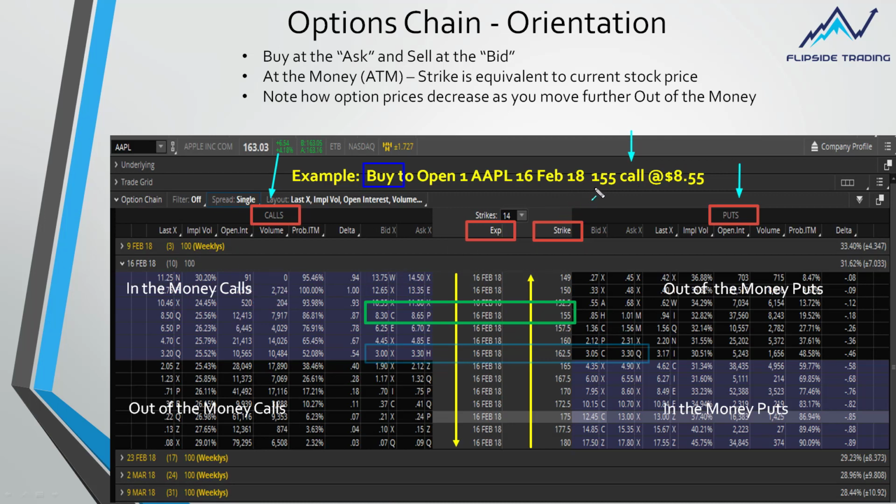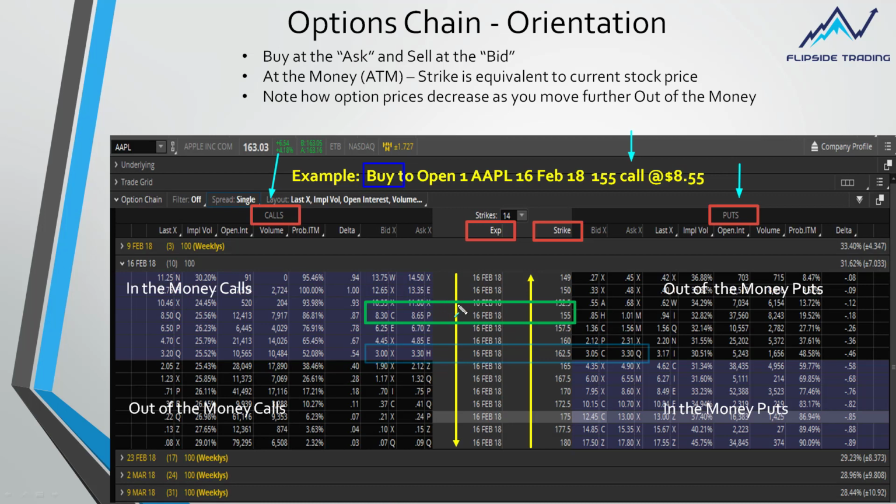We know we're going to buy the 155 call. So we just look down here at our different strikes and we find the 155. Now we say we're going to buy it at 8.55, which is in between the bid and the ask at this point in time. That tells you what to do.